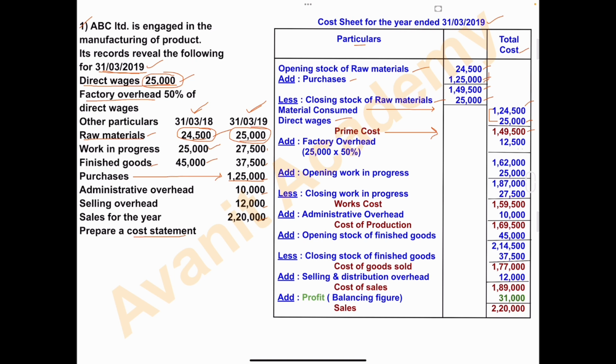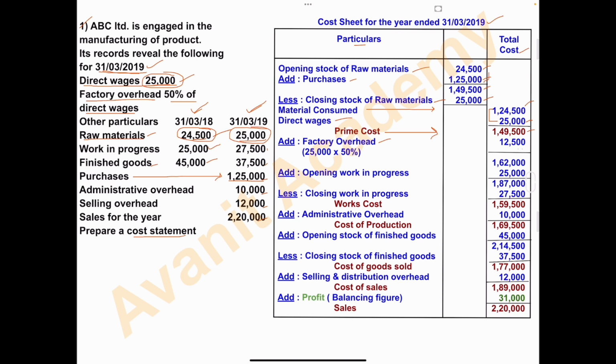The first important point: after prime cost, we have to add factory overhead. Right here, add factory overhead. So factory overhead, how much we have to charge? See in the problem, factory overhead is 50% of direct wages. So factory overhead we have to take as 50% of direct wages. Direct wages amount is 25,000. So 50% of that 25,000 we have to take as factory overhead.